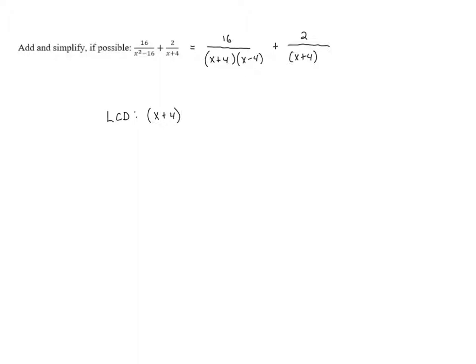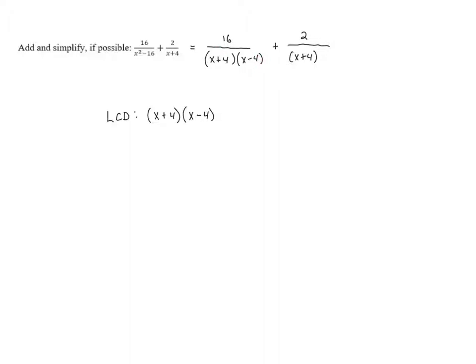Now, there's also a factor of x minus 4 in this denominator, and it doesn't exist in the other denominator, but we need to keep each factor in the LCD the maximum number of times that it appears, and in this case, x minus 4 appears at most one time. So our denominator is going to be x plus 4 times x minus 4. I want to point out in the first fraction, we already have the LCD, because the LCD is x plus 4 times x minus 4, and we've already got that there. So we don't need to do anything in that first fraction.